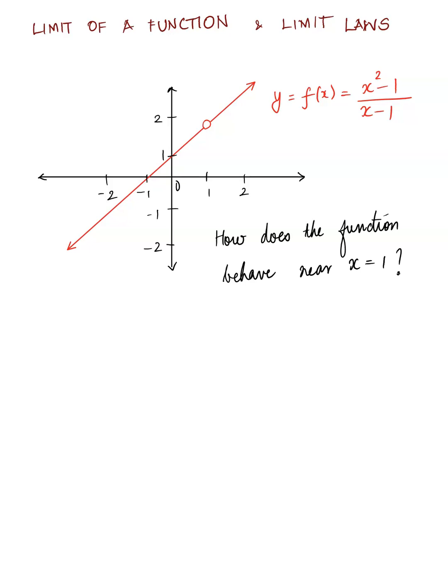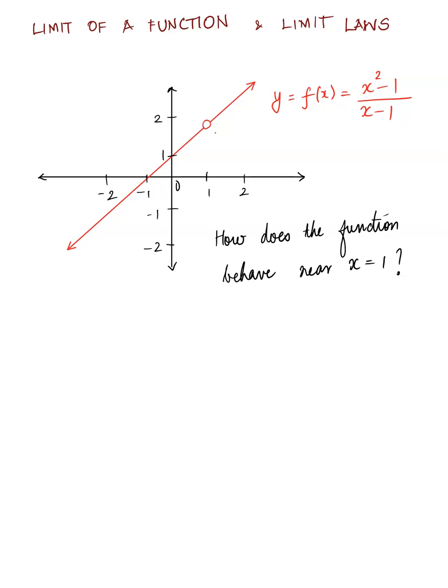So this graph looks a little peculiar because it has a hole in it, right? You see that open circle here? So you see that hole. And so our question is, we're given this function, we're given the graph, we're also given the equation of it. And then they're asking us, how does the function behave near x equals 1? So let's look at it analytically first.